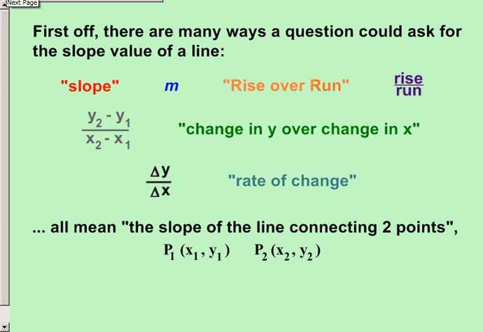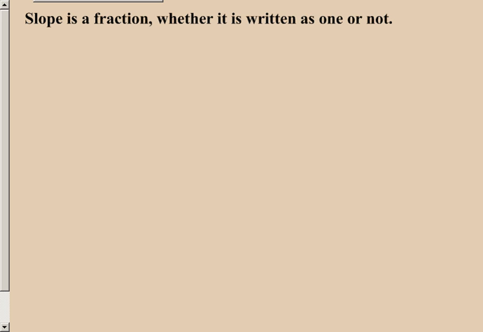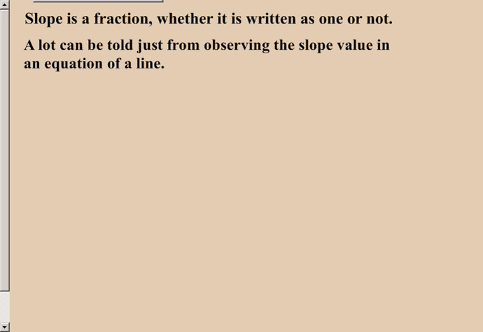Okay, so let's move forward. Now, let's just dispense with the obvious. Slope is a fraction. Well, everything in mathematics is a fraction. Every value is a fraction, even if it is written as 1 or not. Remember that every value has a denominator, even if you did not write a denominator. The denominator is always over 1 if it was not written down.